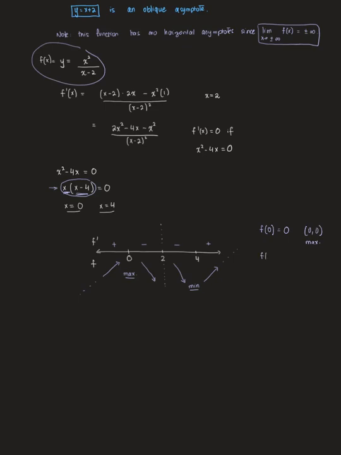And then f of 4 will be 4 squared, which is 16, over 4 minus 2, which is 2. So that's going to be 8. So we know the point (4, 8) is a local minimum value. And at first sight, that looks very strange, and I agree with you. But remember, these are local. And remember also that 2 is a vertical asymptote, and that we're also dealing with a slant asymptote.